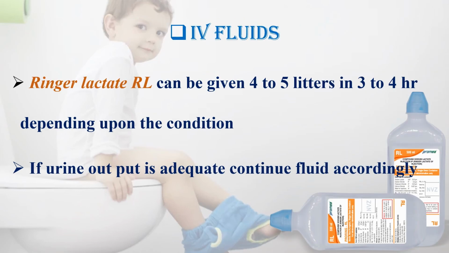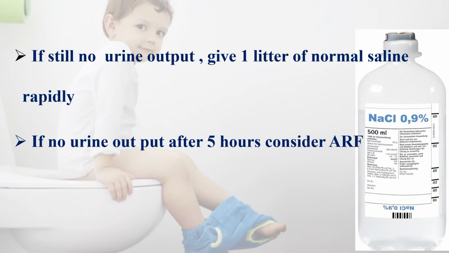Next one, IV fluids. Ringer lactate (RL) can be given, 4 to 5 liters in 3 to 4 hours, depending upon the condition of the patient. If urine output is adequate, continue fluids accordingly. If still no urine output, give 1 liter of normal saline rapidly. If no urine output after 5 hours, consider ARF.